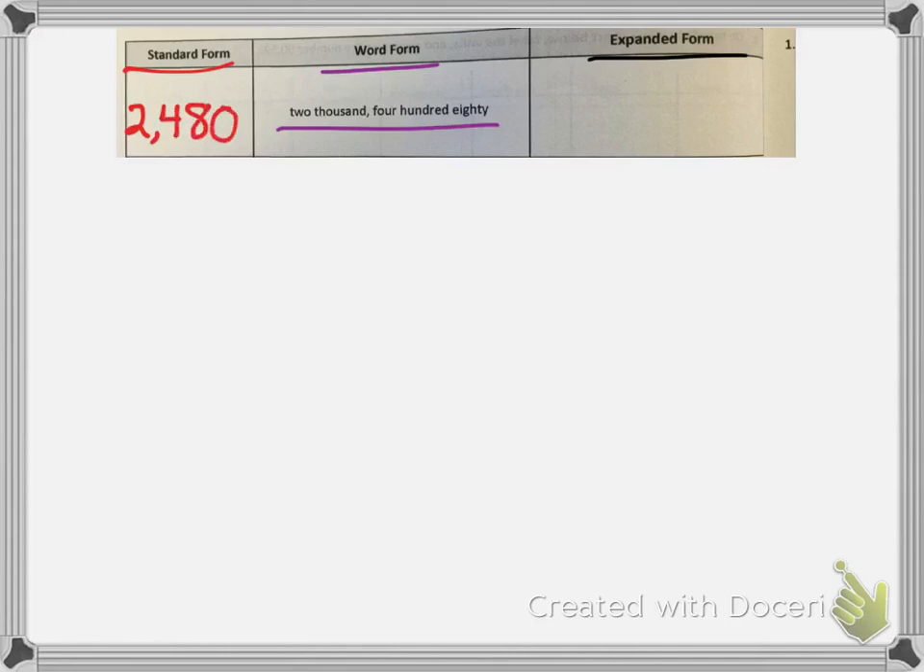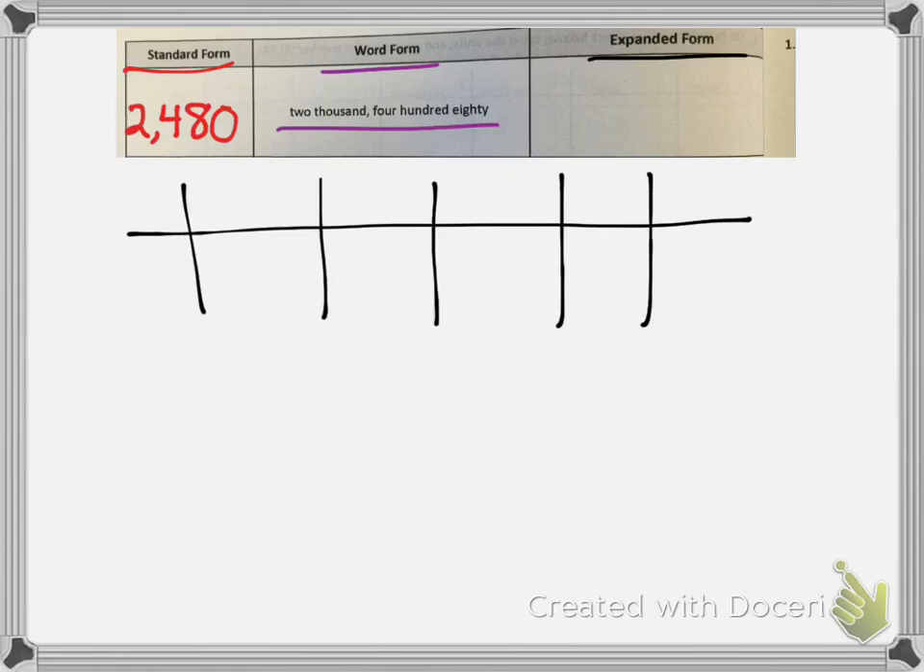2,480. Okay? 2,480. But what does that look like as expanded form? Well, we're going to be expanding these numbers. So on the place value chart, I have my ones, my tens, my hundreds, my thousands, and my 10,000s. Okay? I have 2,480, correct? With expanded form, we're going to take each portion and we're going to expand it.